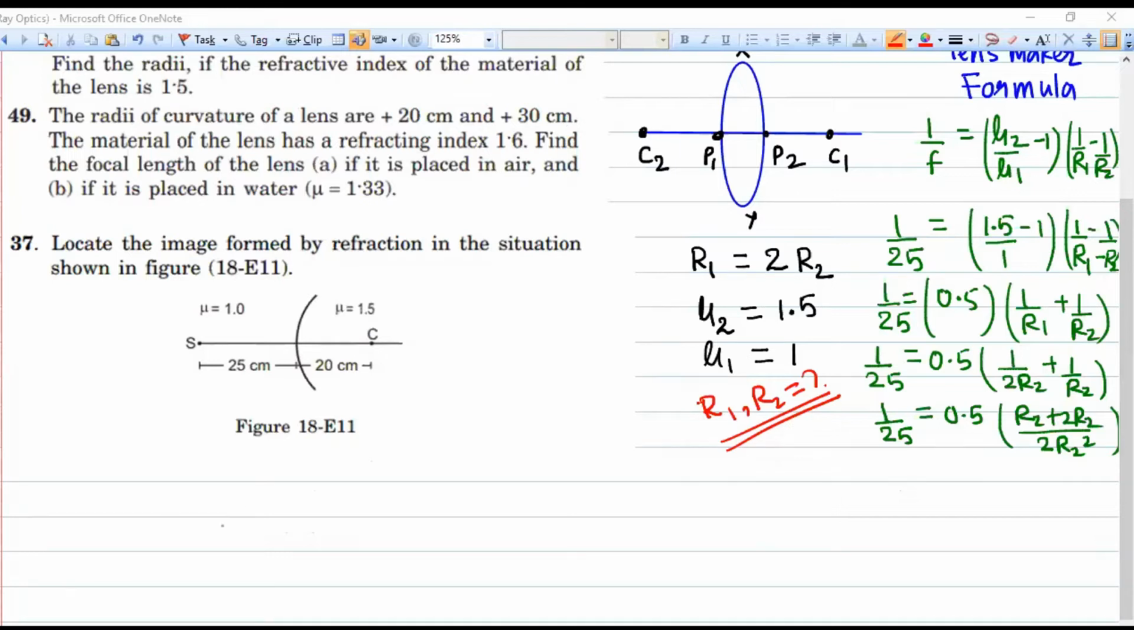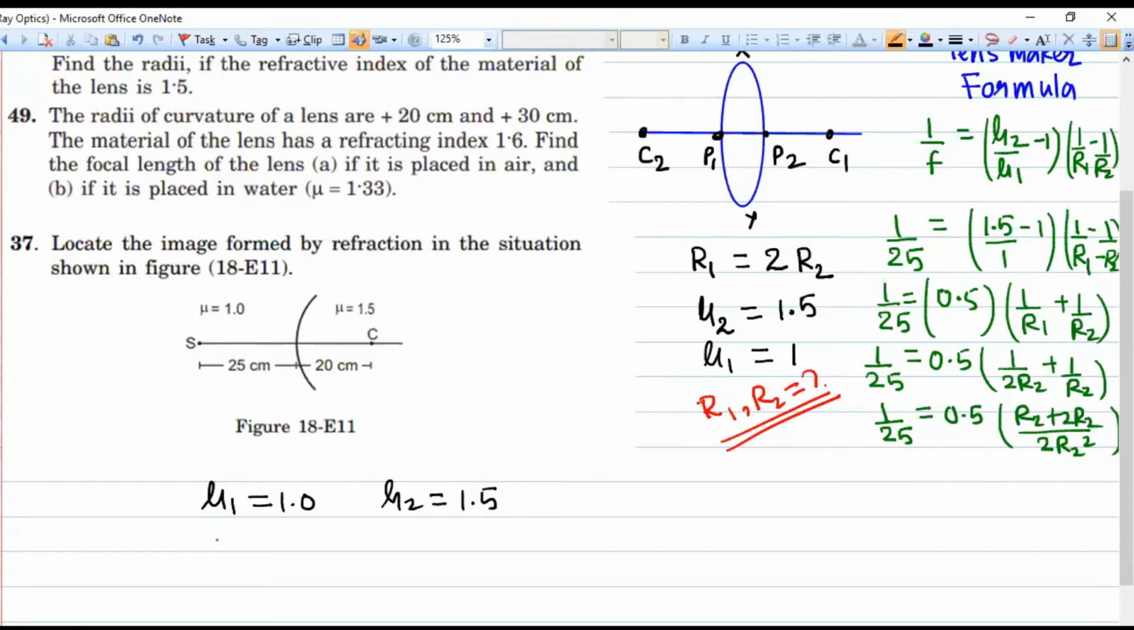Look at question number 37 I'm solving here. Locate the image formed by the refraction in the situation shown in the figure. Look, the refractive indices of the two media are given: one medium is 1.0 and the other is 1.5. Let us take this medium to be mu1 and the other mu2. So mu1 equals 1.0 and mu2 is 1.5. We need to locate the position of the image.